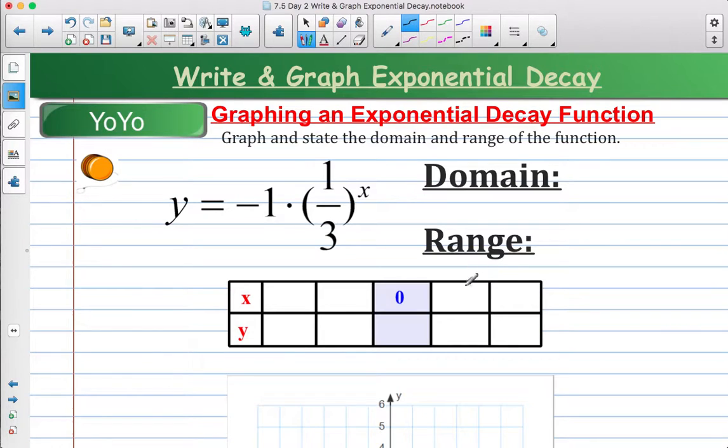Okay, welcome back. Let's fill this in real quick. I know my y-intercept is going to be -1, and my pattern is multiply by a third, so then I'll be at -1/3 when x is 1. When x is 2, multiply by a third again, I'll be at -1/9. If going to the right is multiply by a third or divide by 3, going to the left must be the opposite, which would be multiply by 3. So this must have been a -3. This must have been a -9 when x was -1 and -2 respectively.